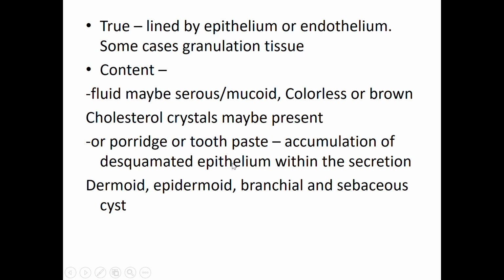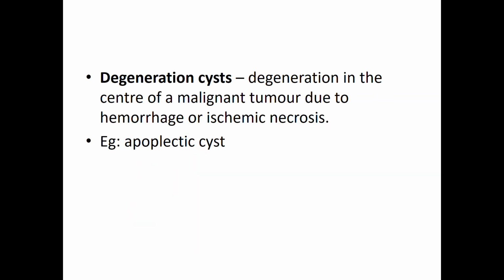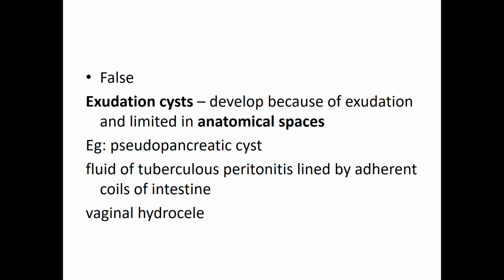Okay, so moving on to the next type, that is a false cyst. It is also called a pseudocyst. This again has two varieties: one is the exudation cyst and another is the degeneration cyst. So what do you mean by exudation cyst? You must have heard this term exudation in relation to inflammation. Here, during inflammation, there can be exudate or fluid, and it can accumulate in anatomical spaces.